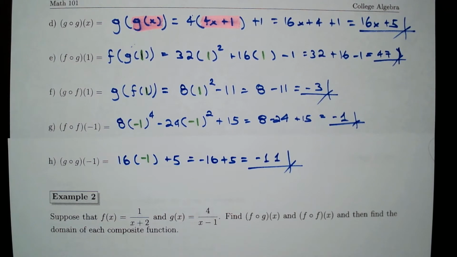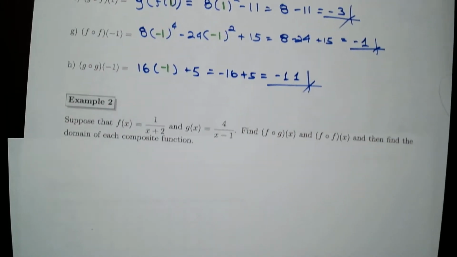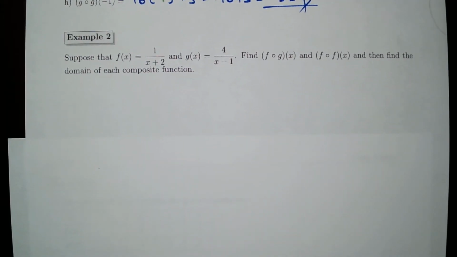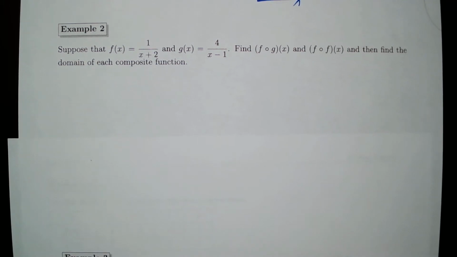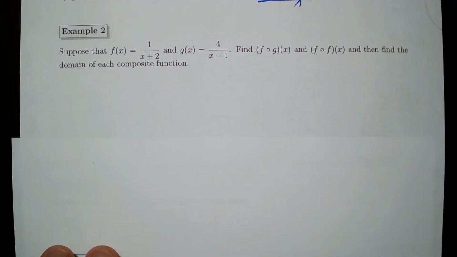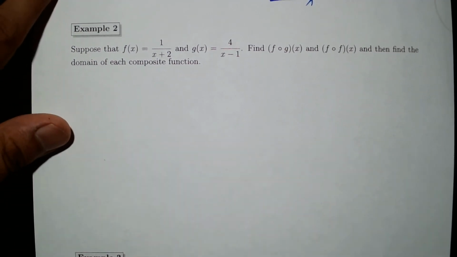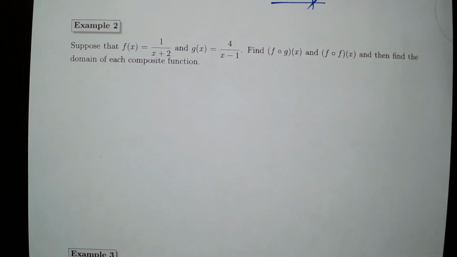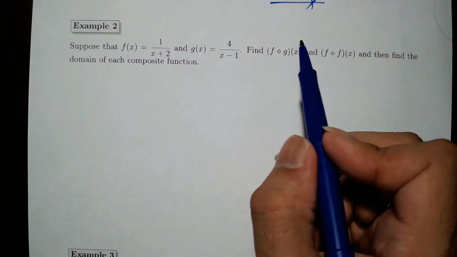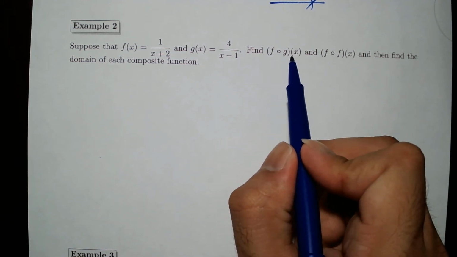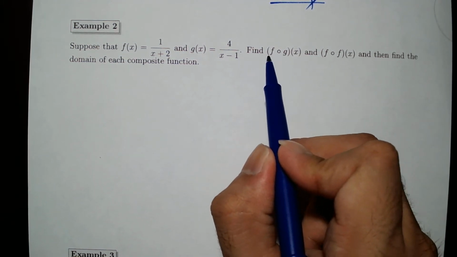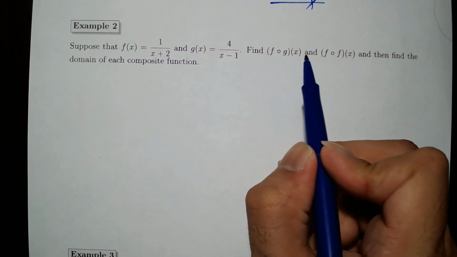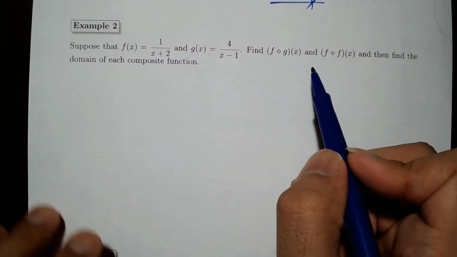Okay, now let's move on to the next example. For the next example, we are going to look at finding the domain of a composite function. However, in that case, we need to be very, very careful. How do we find the domain? All right, so for example, they're asking us to find f evaluated at g, or f composite with g, and f composite with itself.